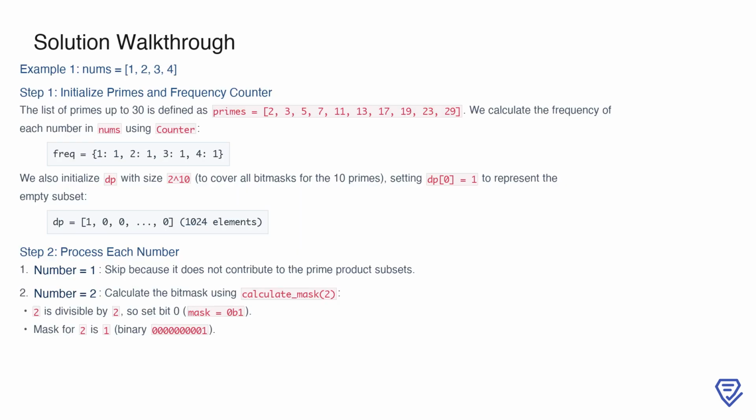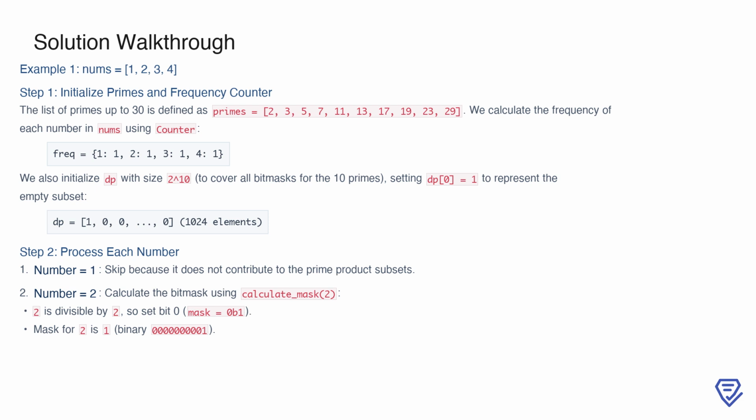To solve the problem, we start by identifying the list of prime numbers up to 30, which are crucial for determining valid subsets. These primes are stored in the array primes. Next, we calculate the frequency of each number in the input array nums using a frequency counter. For the example nums equals 1, 2, 3, 4, the frequency count results in frequency equals 1, 1, 2, 1, 3, 1, 4, 1.